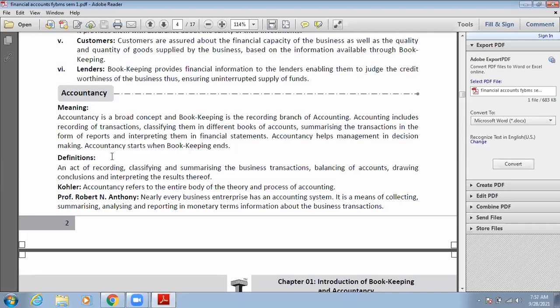सी स्टूडेंट, आप एकदम वेरी लास्ट लाइन देखो जहाँ पे मैंने कर्सर रखा हुआ है. अकाउंटेंसी स्टार्ट्स विद बुक कीपिंग, एंड्स अकाउंटेंसी इज अ स्टार्टिंग पॉइंट वेयर बुक कीपिंग इज द एंड पॉइंट. यू कैन सी द डेफिनेशन एंड आर्ट ऑफ रिकॉर्डिंग, classifying and summarizing the business transaction, balancing of accounts, drawing conclusions and interpreting the result thereof.